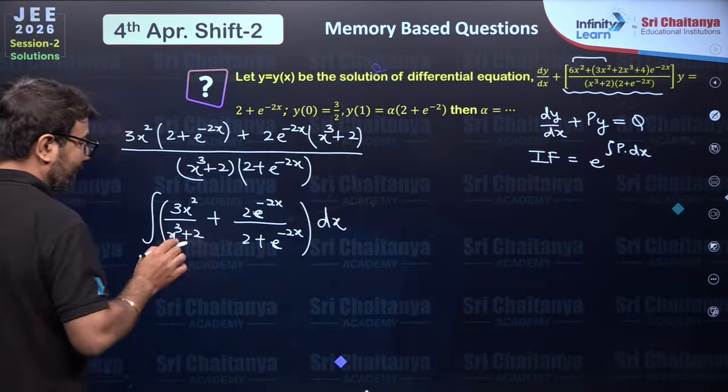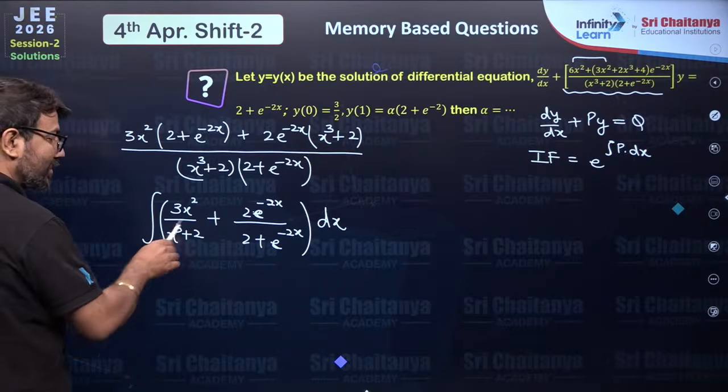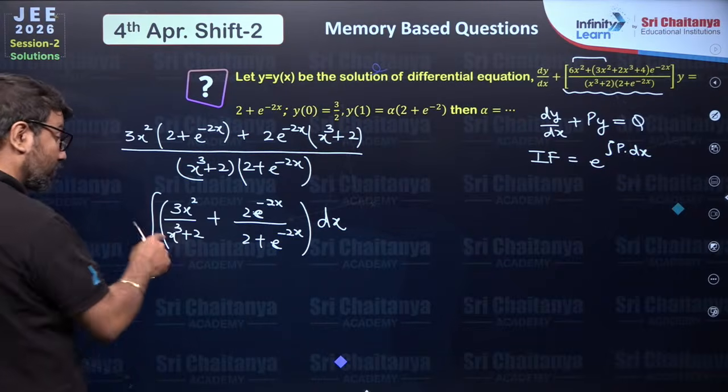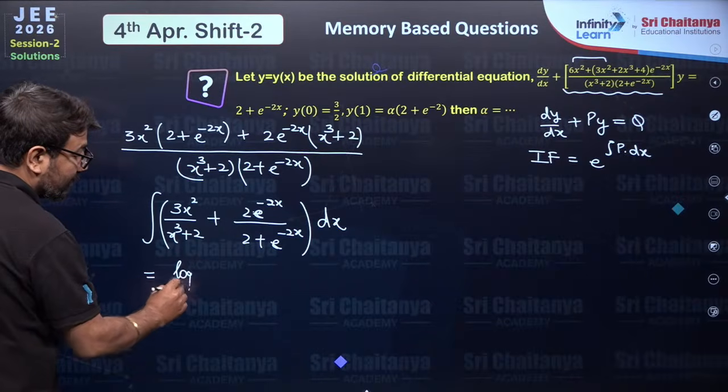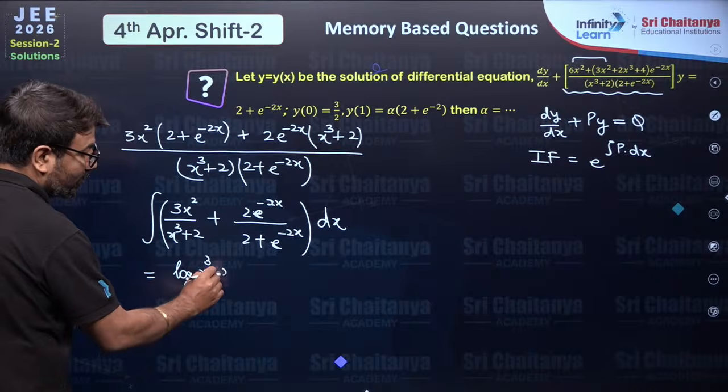We have to integrate this p with respect to x. So how will you integrate it? Bache, just imagine if you assume this denominator as t, the numerator will be dt, and dt upon t will be log t. So directly I am writing log x cube plus 2 over here.